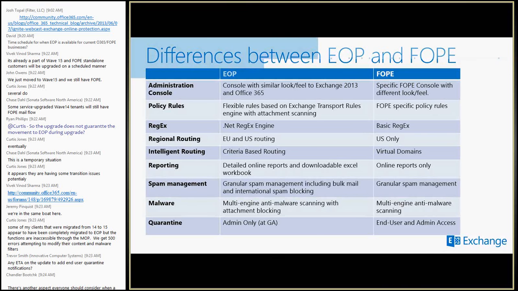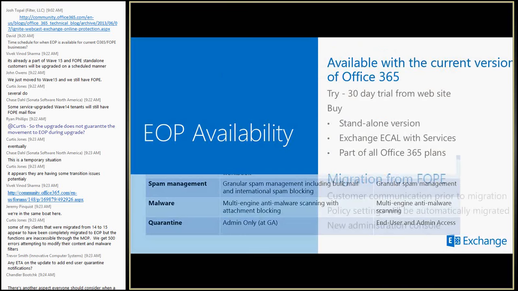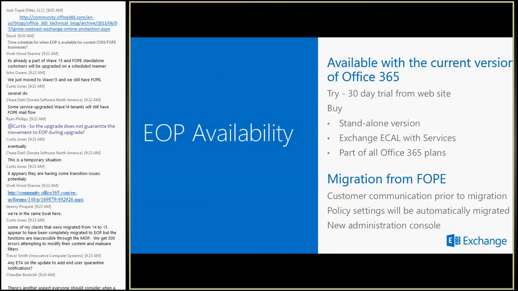So really coming to wrap up, what's the availability of Exchange Online Protection? How do you actually get it? Well, if you're a user of Office 365, then you've actually already got it. You're actually already using it. So with the new release of Office 365, which became available in April, this is absolutely just built in.